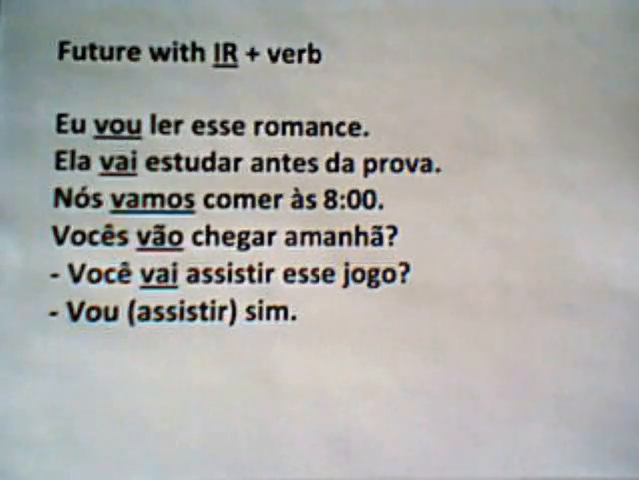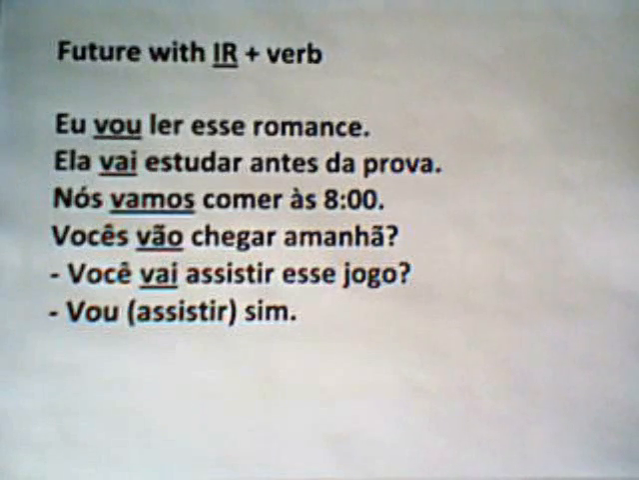So here are some examples of how to use this structure to talk about the future. Remember, you conjugate the verb ir in the present tense, and then you add a second verb in the infinitive. Examples. Eu vou ler esse romance. I am going to read that novel. Ela vai estudar antes da prova. She is going to study before the quiz or the test. Nós vamos comer às 8. We are going to eat at 8 o'clock.